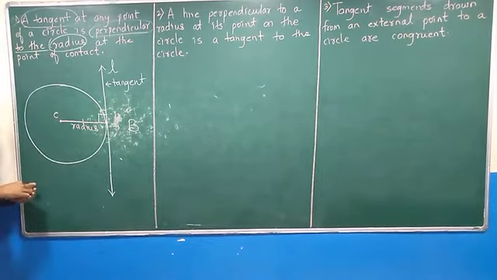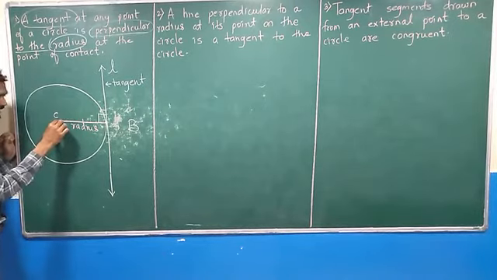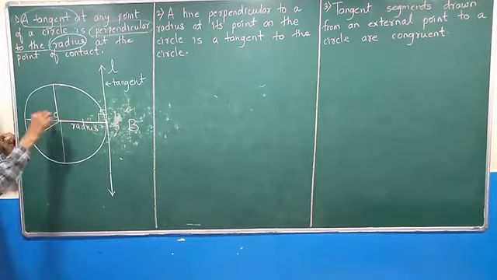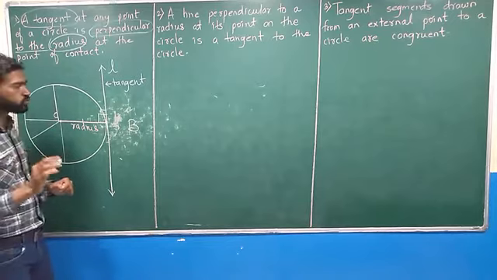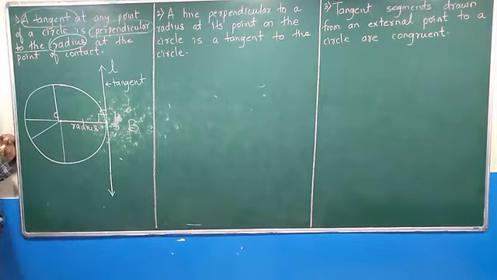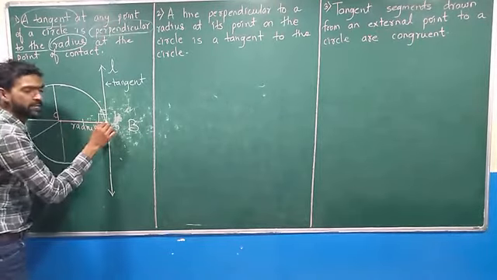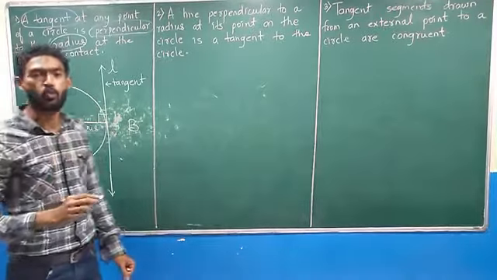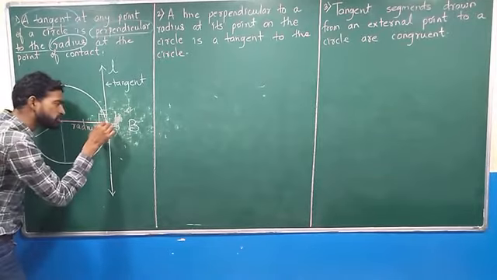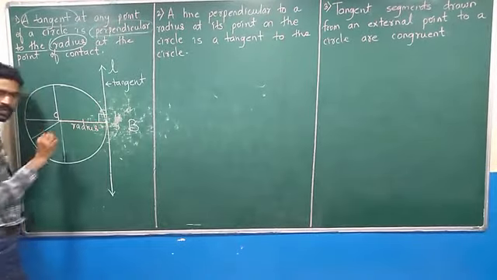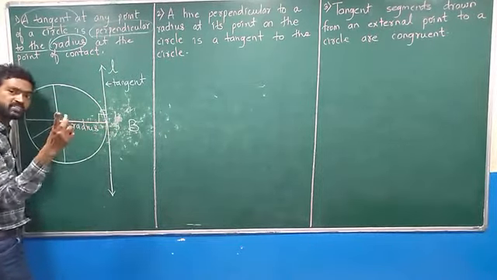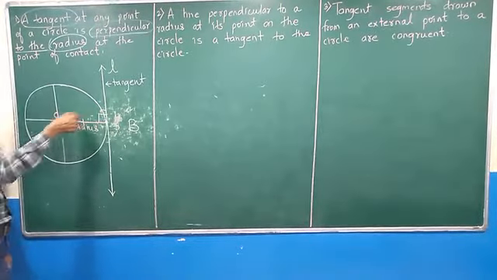Clear everyone? Which radius? Can I draw one more radius? Yes, I can draw one more radius. How many radii can we draw here? We can draw infinite radii. So will this tangent be perpendicular to all the radii? No, it won't. It will be perpendicular only to that special radius which is drawn from this point of contact. So from this point of contact you can draw only one such radius, and this tangent is perpendicular to it.